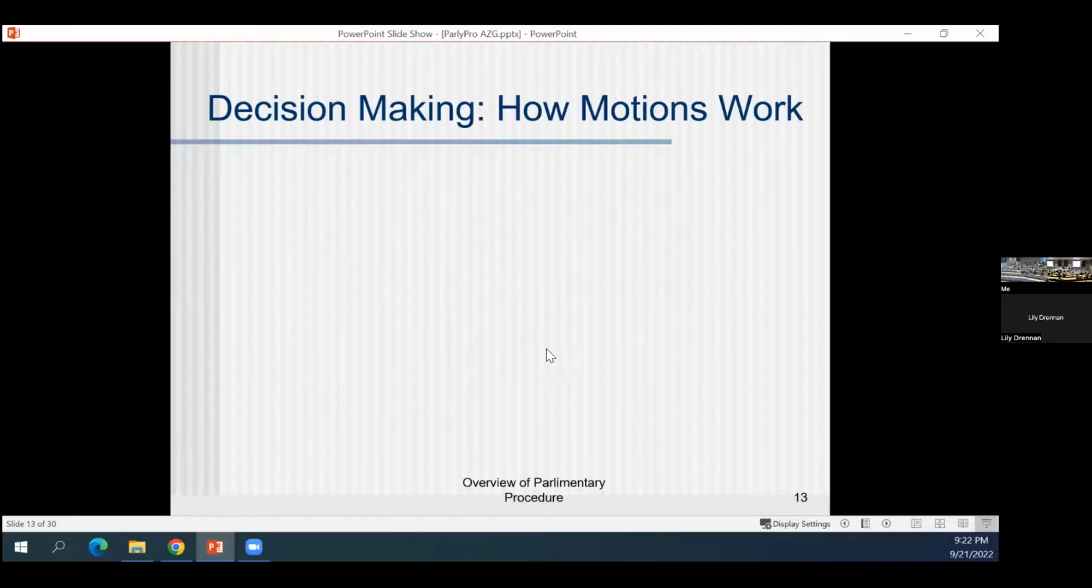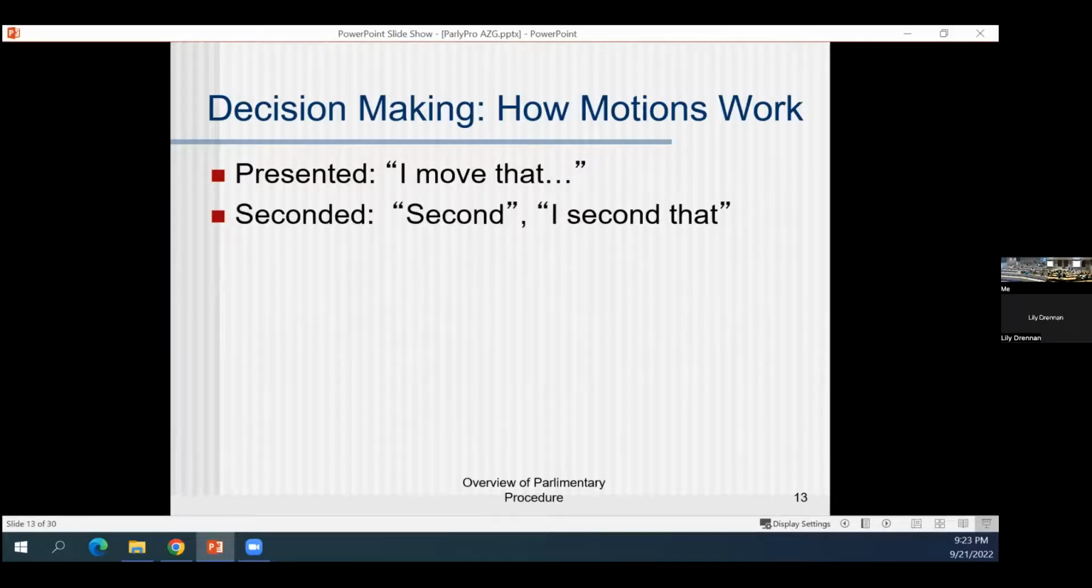How motions work. You've probably all seen this in movies or on TV and whatnot. As I said, I move that we allocate $50 for decorations at the formal. It then needs to be seconded. Someone needs to second that. Why do we do that? Why do we move and second a motion? So basically seconding is just, I agree with this, let's continue. So it's another form of continuation to make it more smooth.